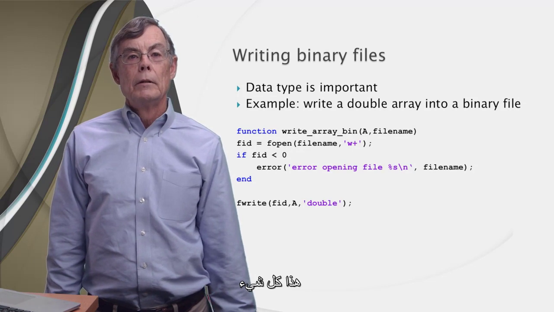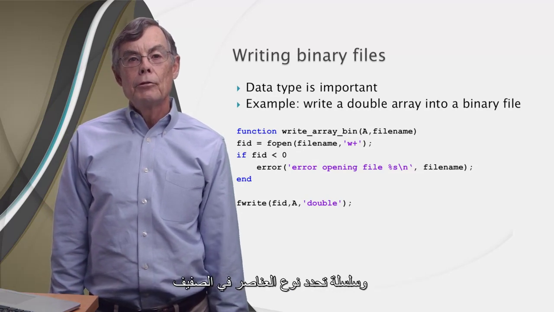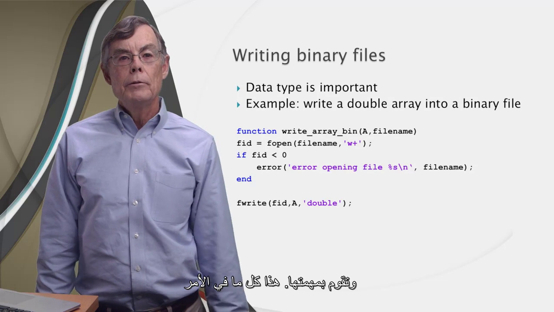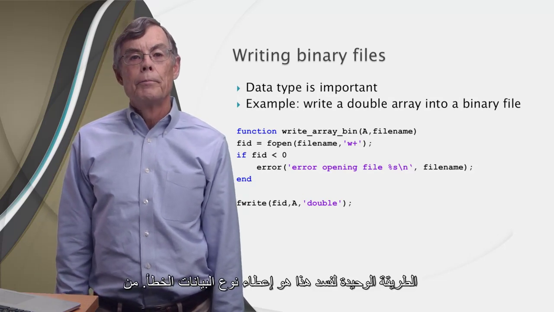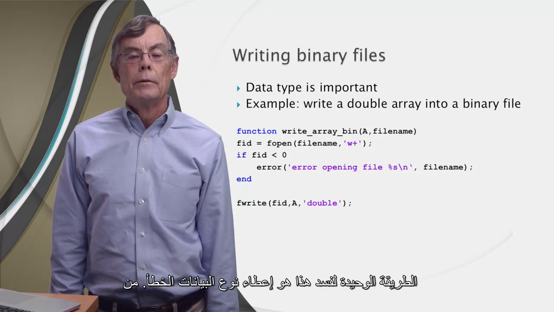That's it. The built-in fwrite function takes the file identifier, the array to be written, and a string that specifies the type of the elements in an array, and does its job. That's all there is to it. The only way to mess this up is to give the wrong data type.